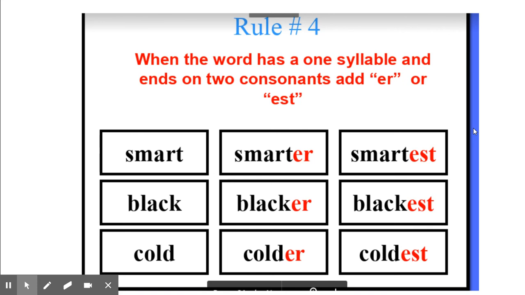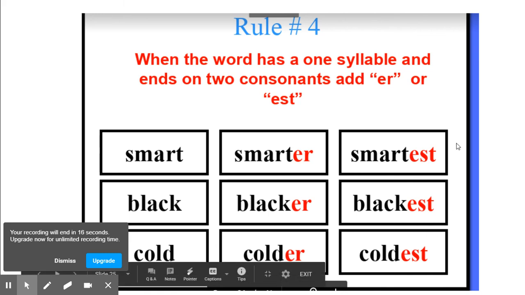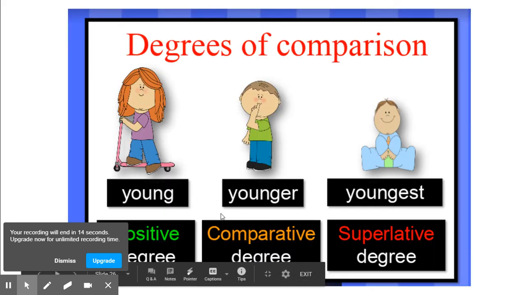Rule number 4 is when the word has one syllable and ends on 2 consonants, add ER or EST. Smart becomes smarter and then smartest. Black becomes blacker or blackest. Cold becomes colder and coldest. Another example is young, younger, and youngest.